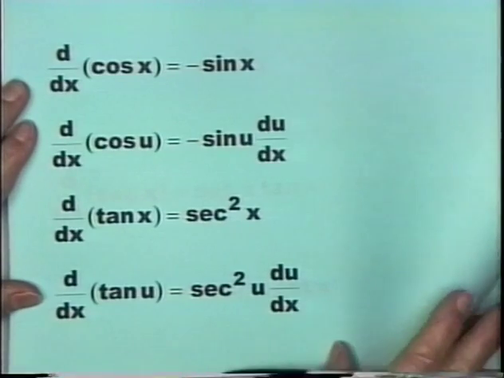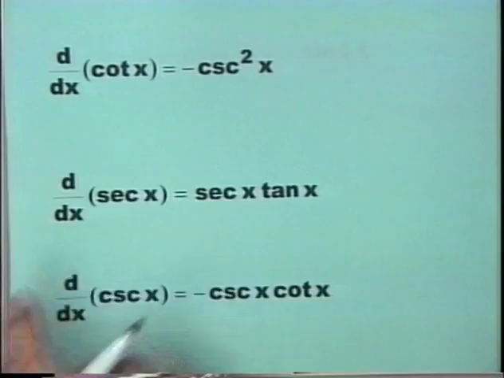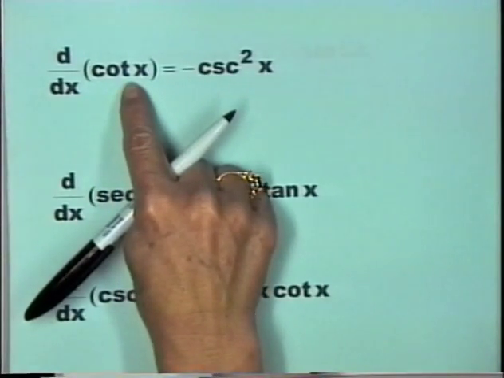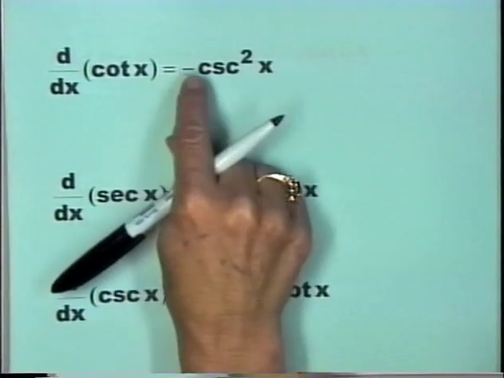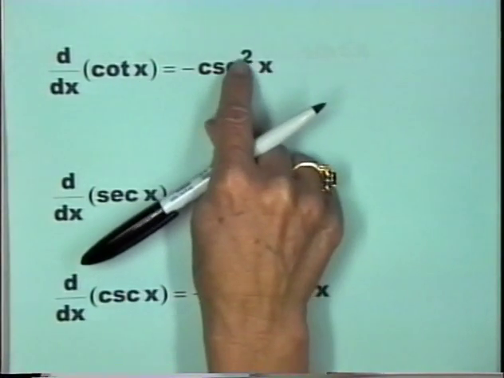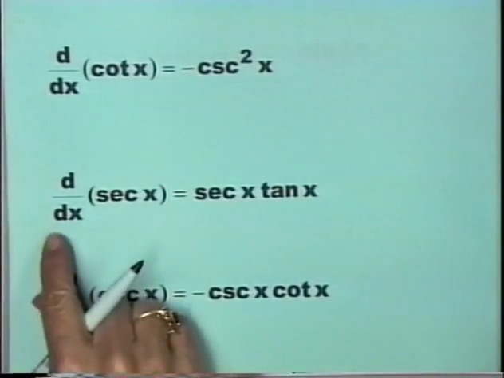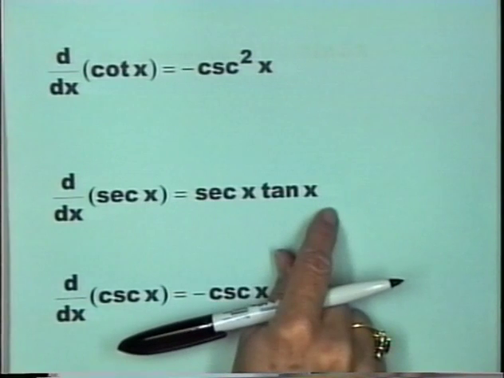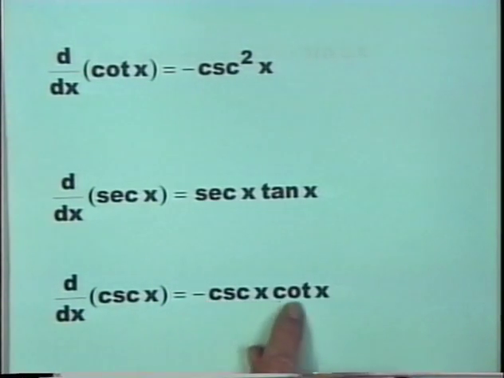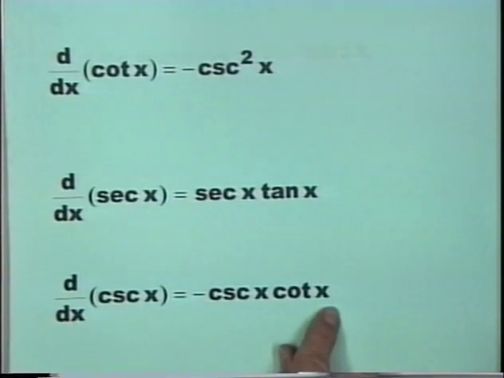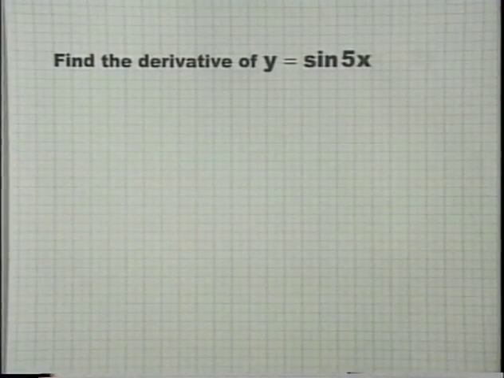Now, I did not write out all of the other formulas in the u format, but I did want to write them down just to recall. The derivative of cotangent x is negative cosecant squared x. So if this is complicated, it would be a u, this would be negative cosecant squared u du dx. The derivative of secant x is secant x tangent x. The derivative of cosecant x is negative cosecant x cotangent x. Okay? So, let's take a look at some problems.